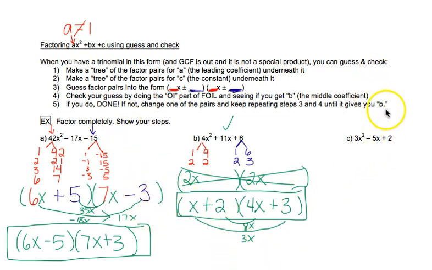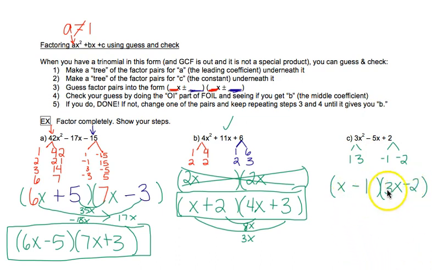Okay, I want you to go ahead and try C all on your own. So pause the video and then come back when you're done and you can check it with mine. Okay, so here is your correct answer. Should be x minus 1 times 3x minus 2.